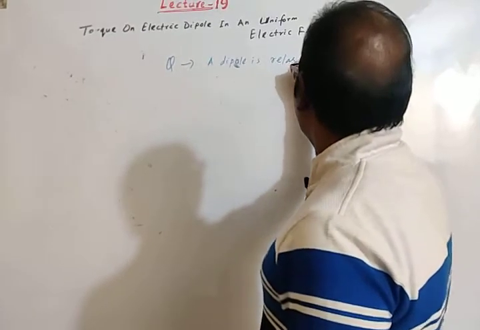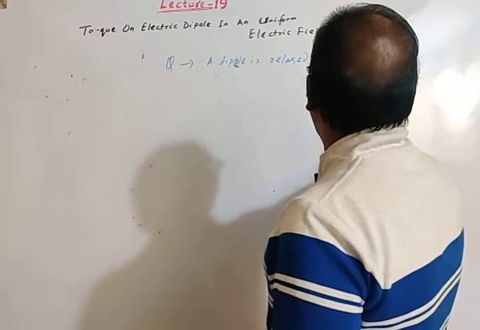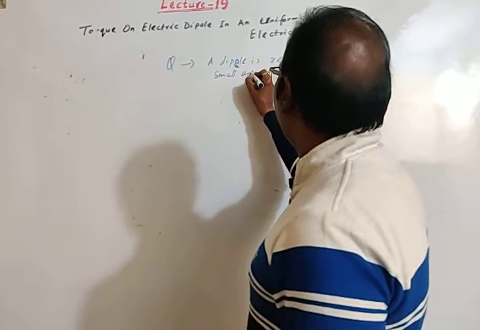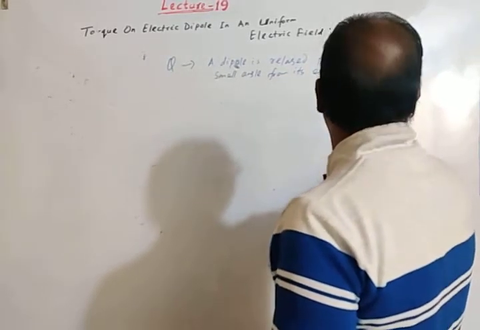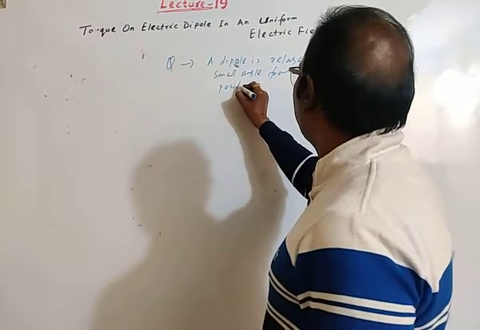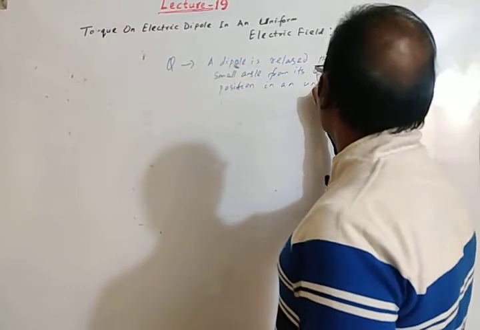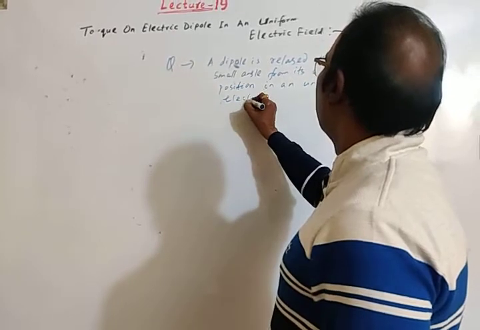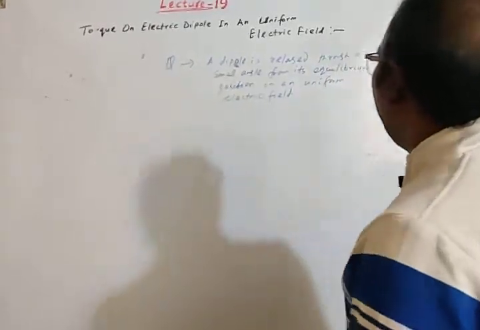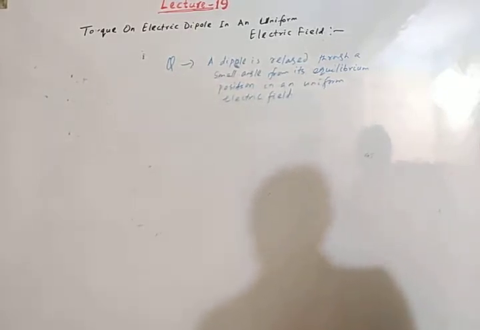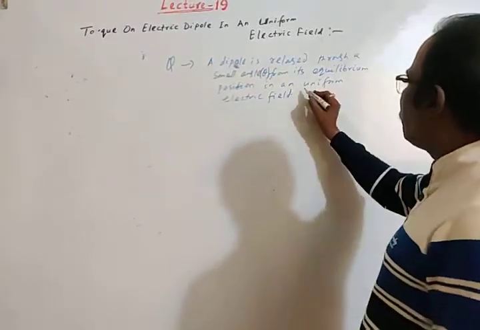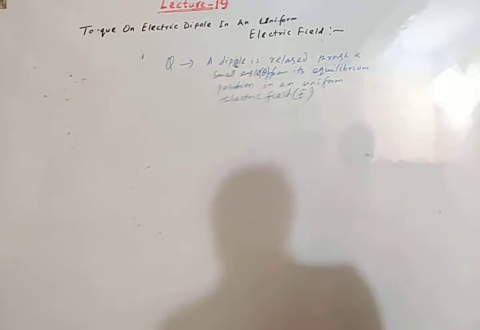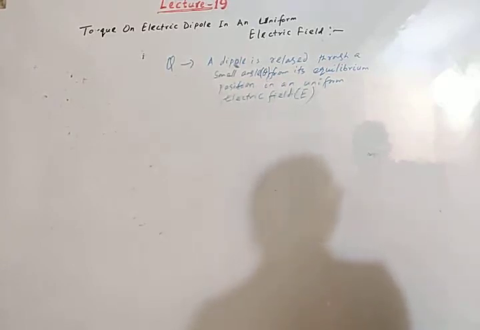A dipole is released through a small angle theta from its equilibrium position in a uniform electric field E.